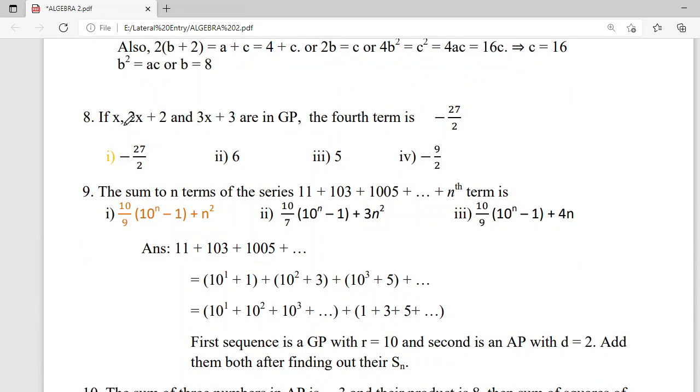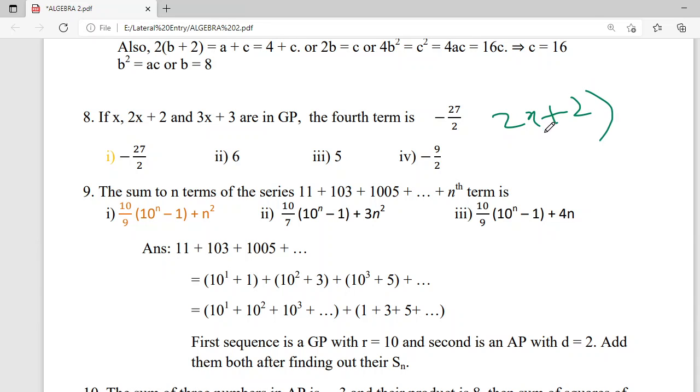And then number 8, they are in GP. I have not solved this one. They are in GP means what? x square, so twice x plus 2 whole square, because they are in GP. So middle term square is x into 3x plus 3. So this is equal to x into 3x plus 3.